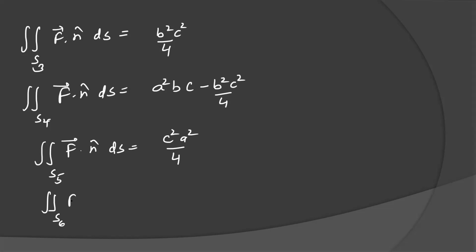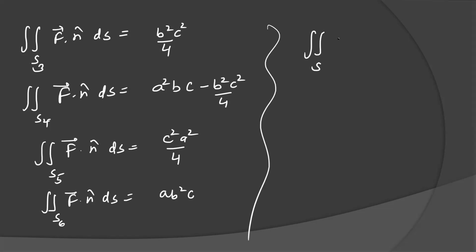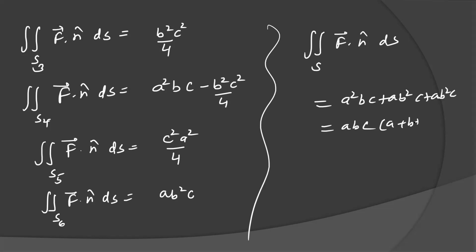And for surface 6, you will get F dot n cap dS is equal to ab square c. If you add for S, the sum of all these surfaces, you will get a square bc plus ab square c plus ab square c. If you take the common, it is abc(a plus b plus c). This is by surface integral.